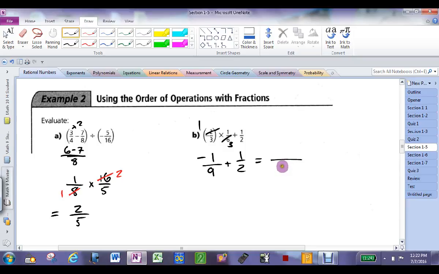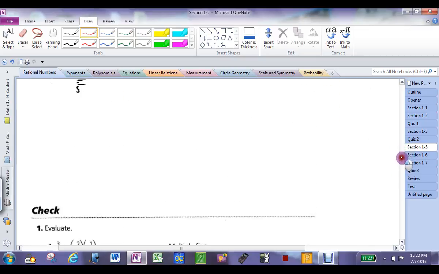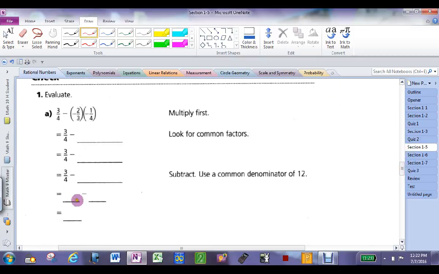What is it? 18. So what did I multiply 1 by? By 2. So that's negative 2. And what did I multiply this guy by? 9. So that's positive 9. All these guys do the same thing. What's negative 2 plus 9? 7. Positive 7 over 18. And I'm done. Cool? Yes. Okay. You guys do this guy.